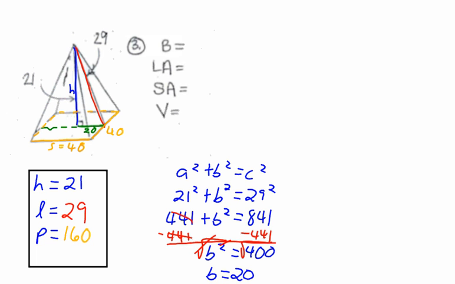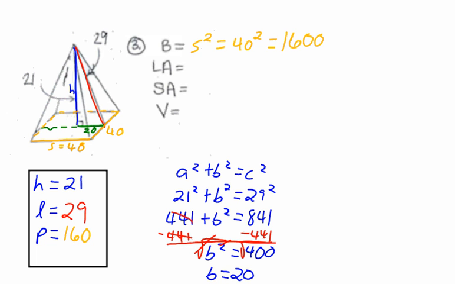Okay? Now I'm ready to go back up to my formulas. My B, if you remember, is the area of the base. The formula is S squared. So my S, or my width of the base, is 40. If I do 40 squared, I end up with 1600. So the area of the base in this problem is 1600.